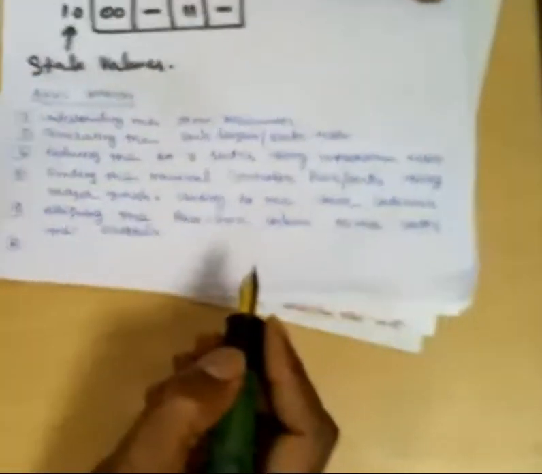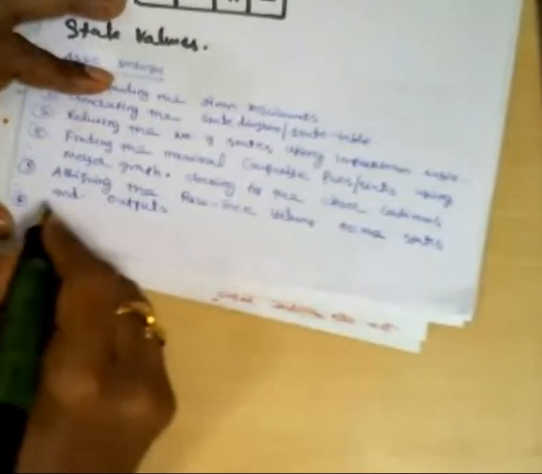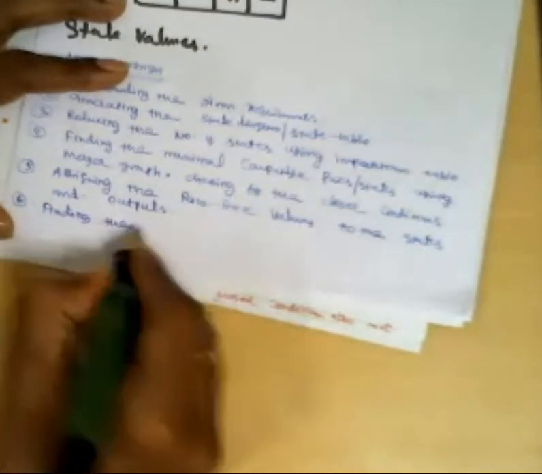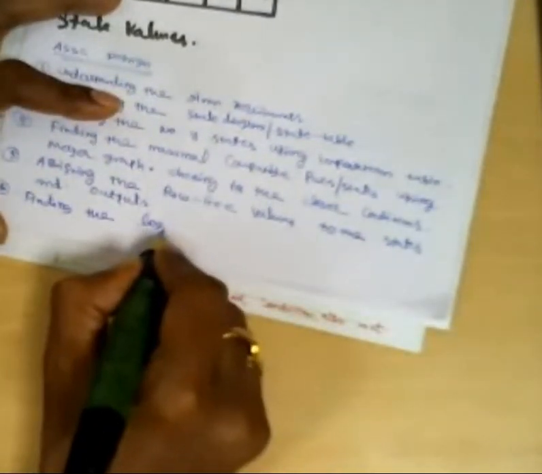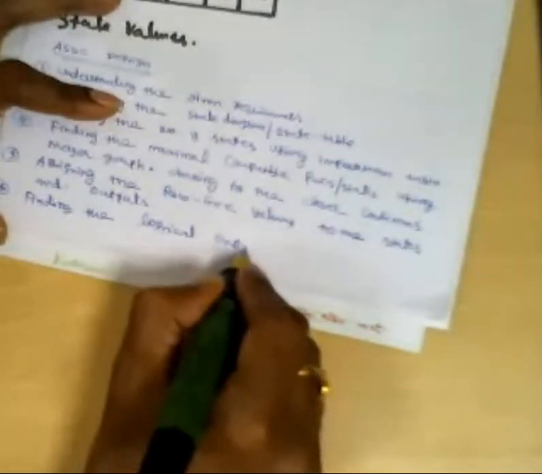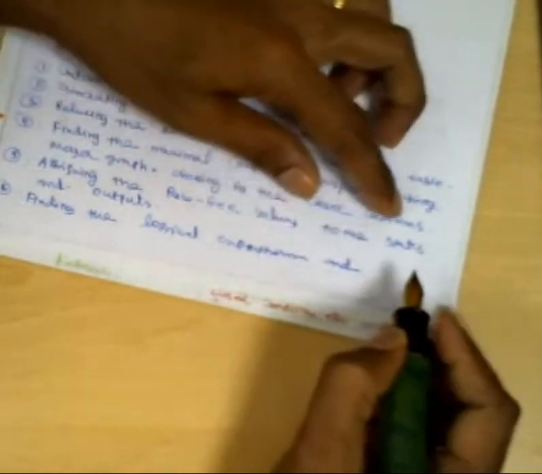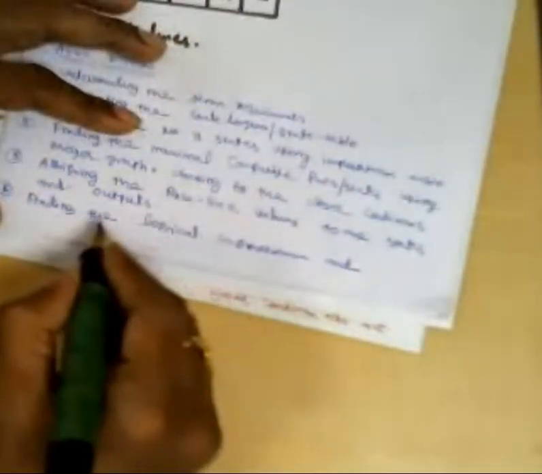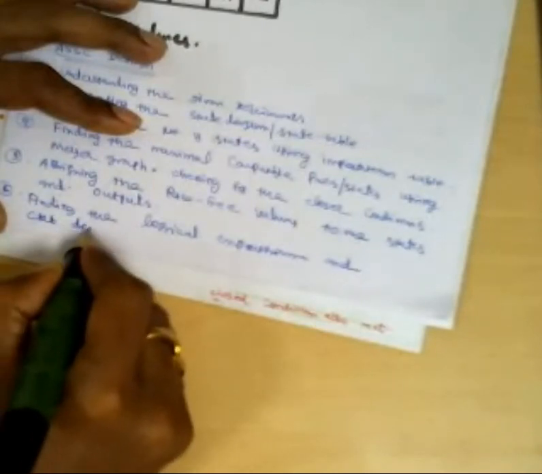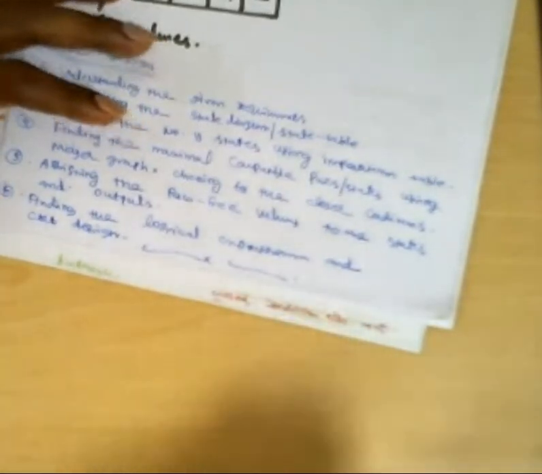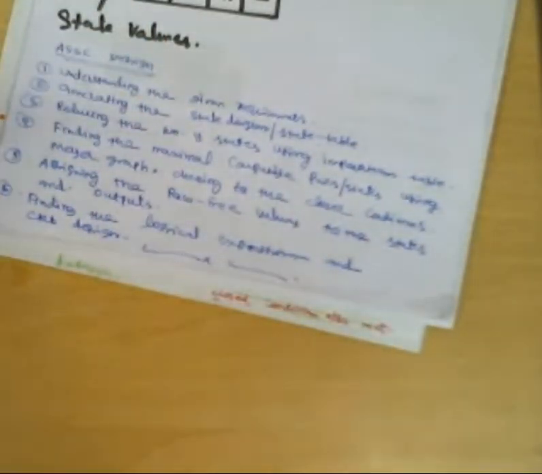Sixth, finding the logical expression and circuit design. That's all. This is the general procedure for asynchronous sequential circuit design. Then half of these steps are required.